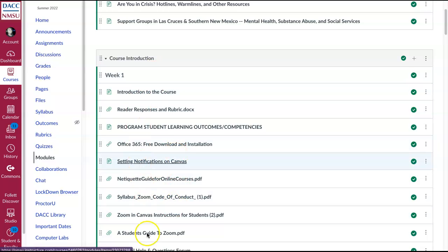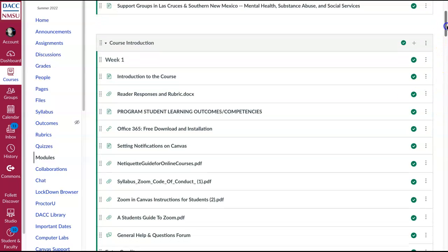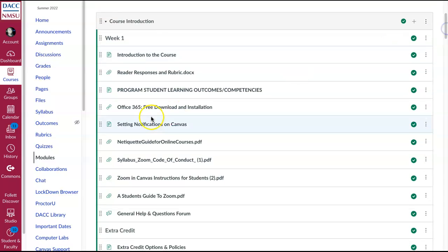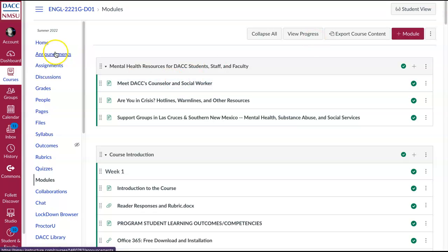And then the rest of the module just basically contains some information about setting notifications on Canvas. I recommend that you set notifications for announcements and emails, and maybe also your grades and assignments, just so you can keep up with communication in the course, and also so that you're reminded of when an assignment is coming up. And then, I do have an etiquette guide and some Zoom information. So that takes care of the modules.